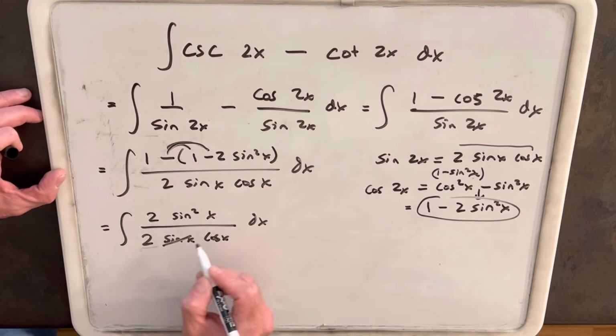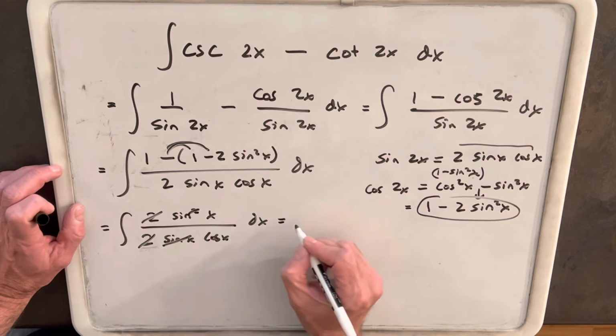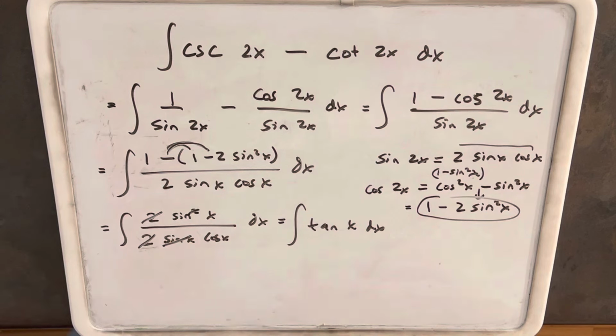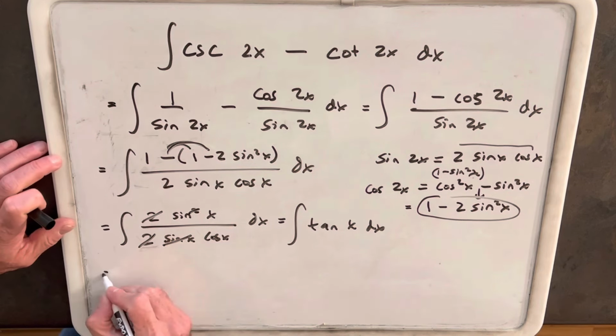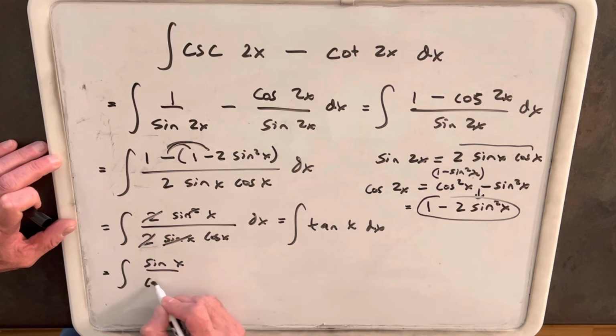We can cancel one sine x, and we can cancel our 2s. We're left with sine x over cosine x, but that's just going to be tan of x dx. And this is a very well-known integral, but we'll just do it out real quick, and we'll put it back in terms of sine and cosine.